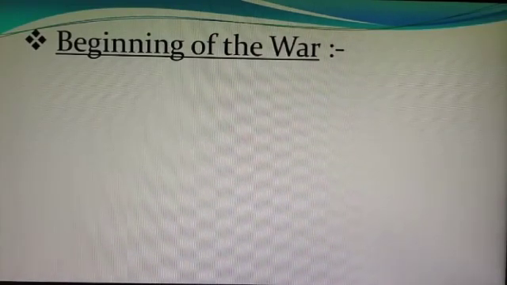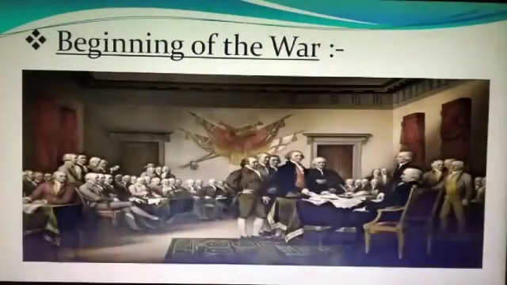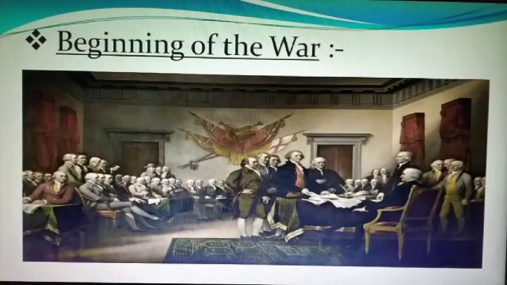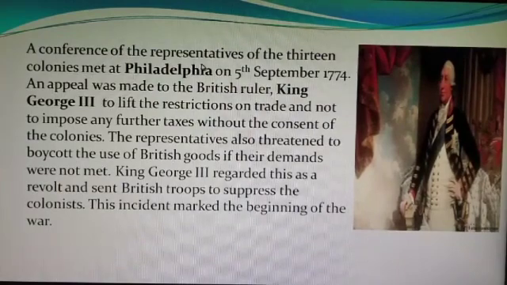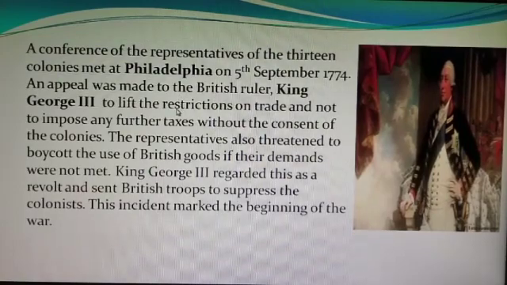This is the event that took place. You see this picture? This is a place where the people of the 13 colonies came up and all met together. The conference of the representatives of the 13 colonies met at Philadelphia on 5th September 1774.